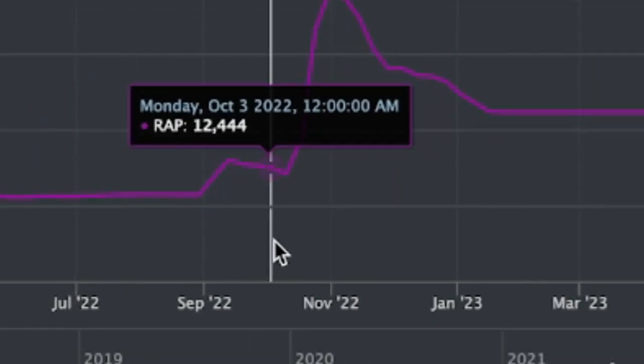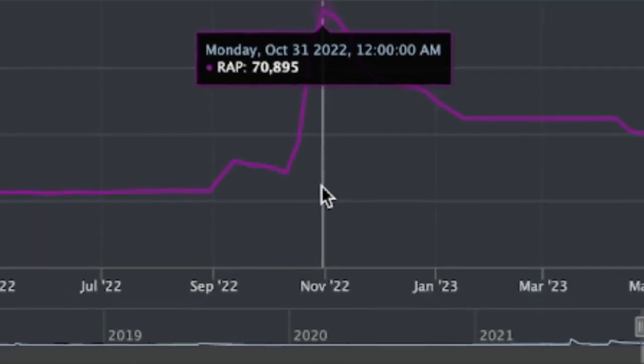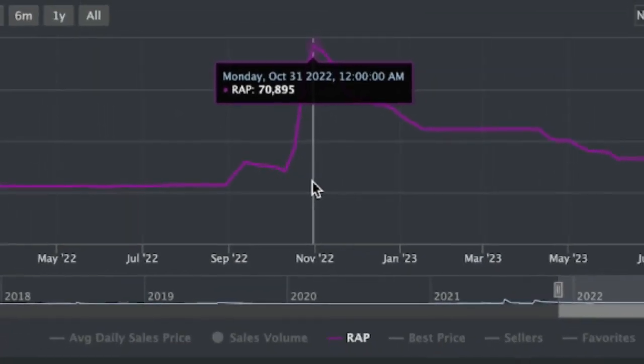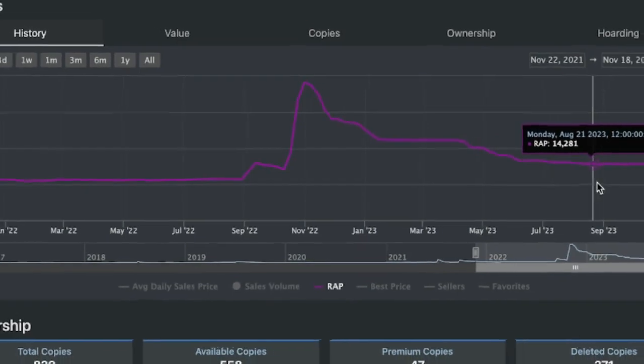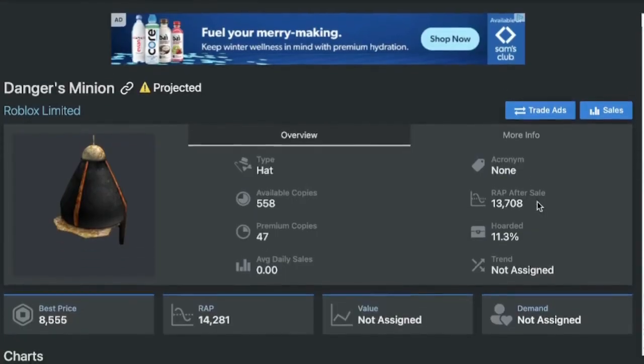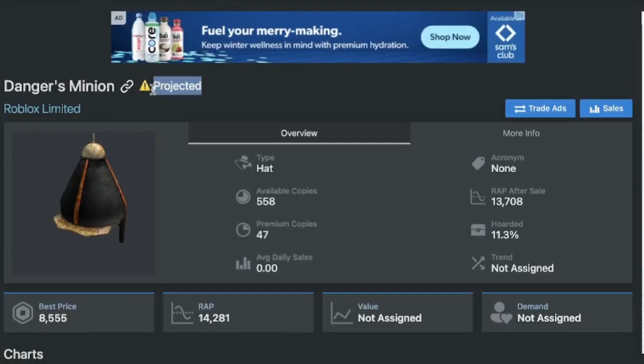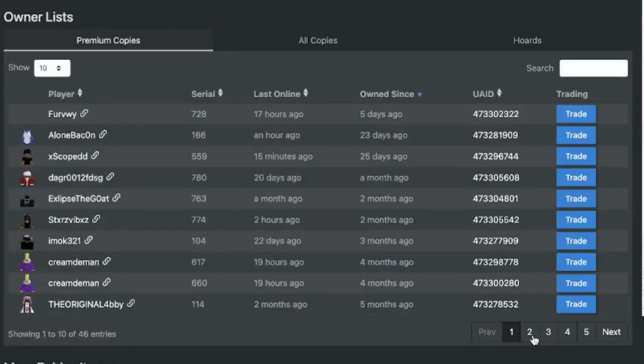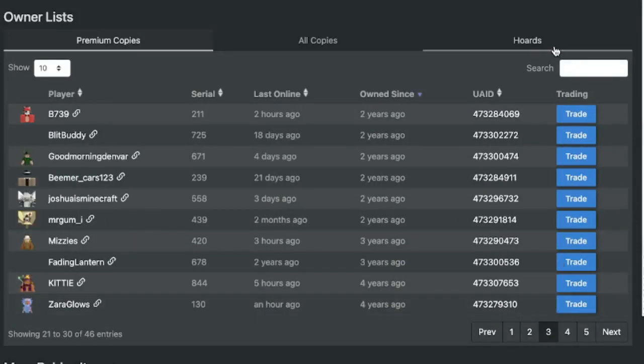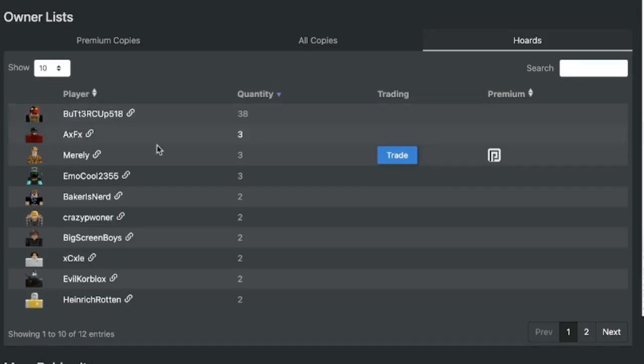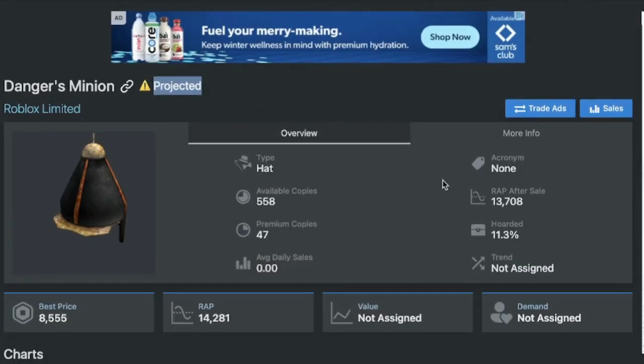It randomly went up to 15,000 RAP, started lowering, and then it randomly went up to 70,000. As you can see, the trend has just been going downhill ever since. No one's buying it above RAP. So that's an obvious projected. Now, obviously, Roymons has marked this item as projected, and it might not be clear why this item got projected. There could be a hoard that I'm not aware of. There is one, but he doesn't have a premium. But yeah, that's basically what a projected is. So yeah, be very careful of these items.